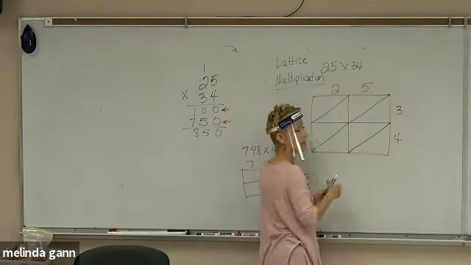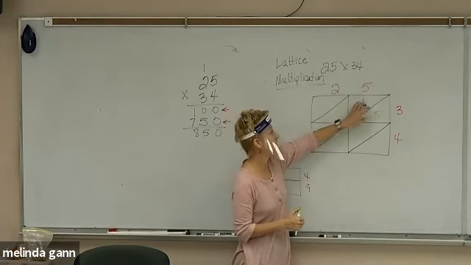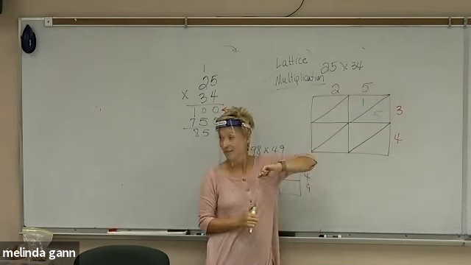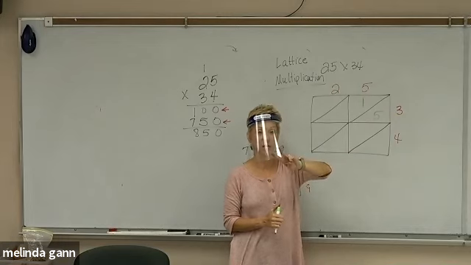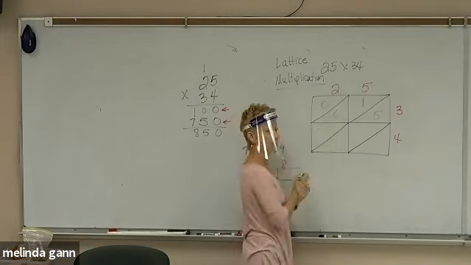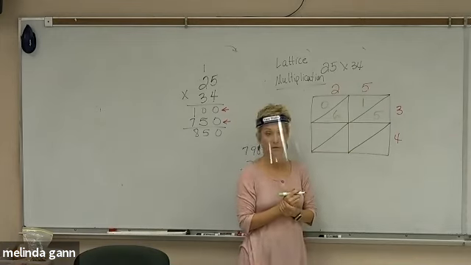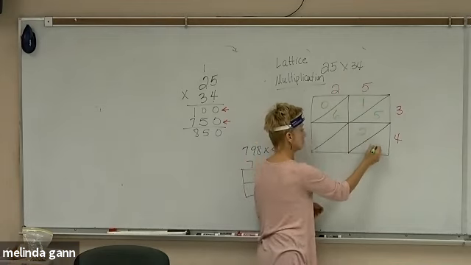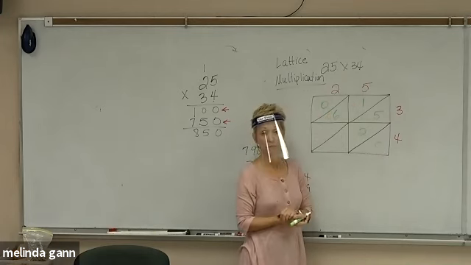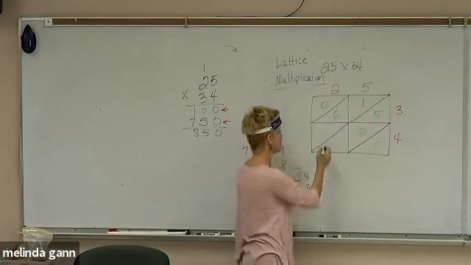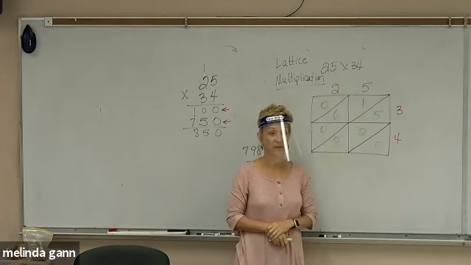What's 5 times 3? 15. Why did I put it in that block? Because that's where that row and that column intersect. What's 2 times 3? How do you write 6 as a 2-digit number? What's 5 times 4? 20. What's 4 times 2? How do you write 8 as a 2-digit number? 0, 8. So does everybody understand where those green numbers came from, how I filled them in?